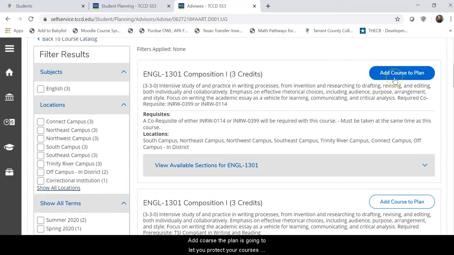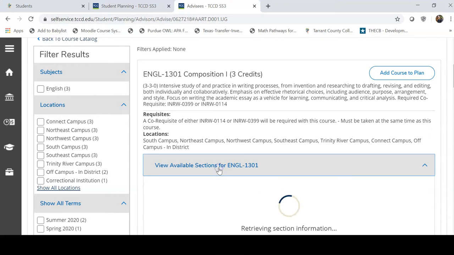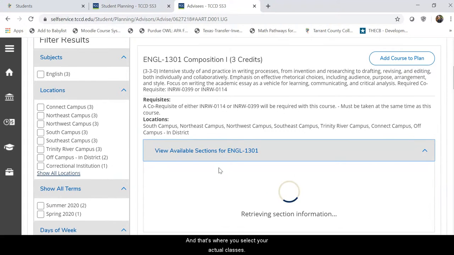Add course to plan. This is going to let you project your courses out through spring 2022. View available sections. Sections means classes. That's what's available right now. So as you get ready to register for MayMester, Summer, and then in April, Fall, that's going to be how you sign up for the current session. And that's where you select your actual classes.